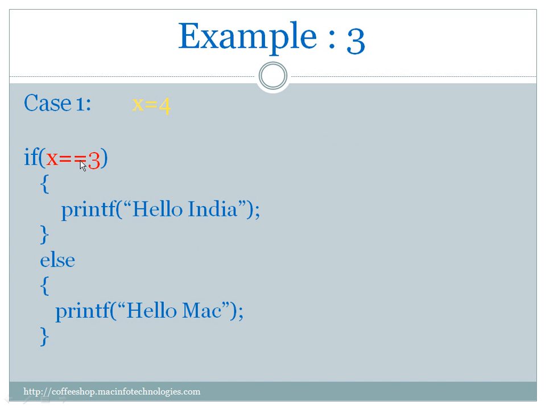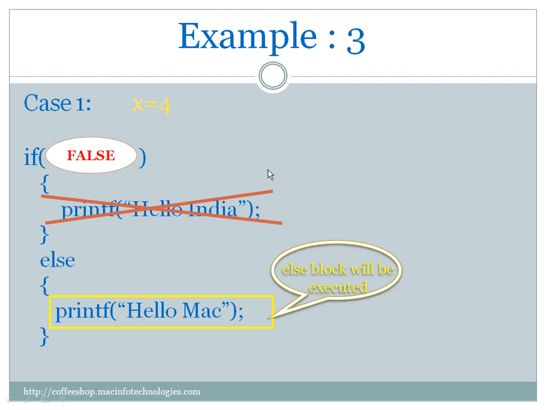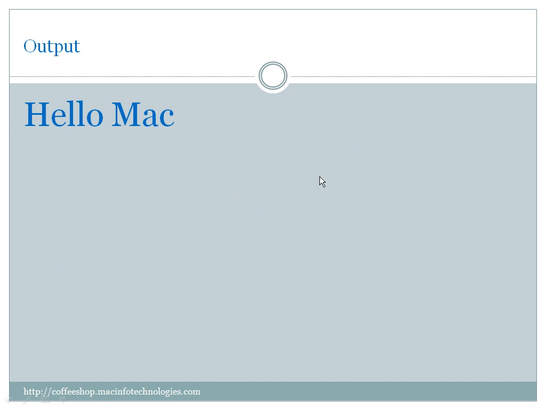What we were supposed to do is check the equality. We have to use double equals. If we use x double equals 3, that is the comparison of whether x is equal to 3. Now x is 4, and 4 equal to 3 is false. So this time it's false and the else block will be executed. We get the output hello Mac.